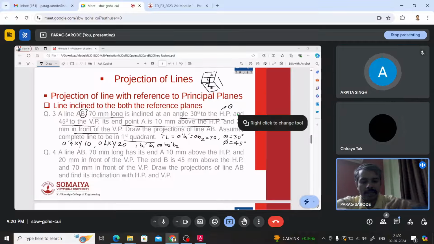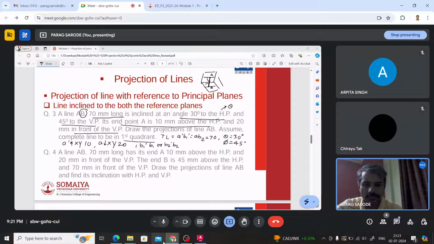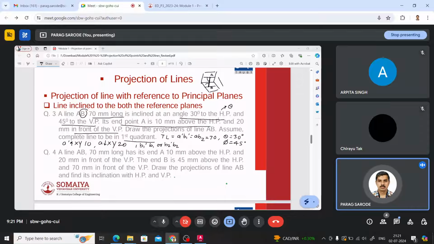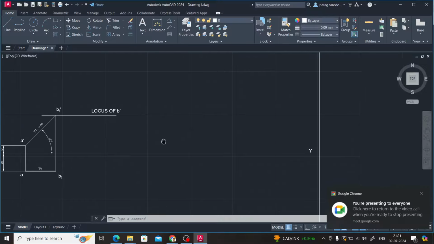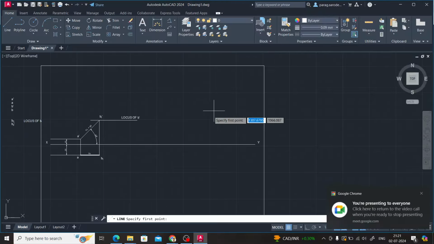So the angle made by the line with reference to this horizontal plane is theta, and the angle made by the line with reference to this vertical plane is phi. Okay. Now how do we proceed? Very similar to the previous case. We draw the XY. Okay.